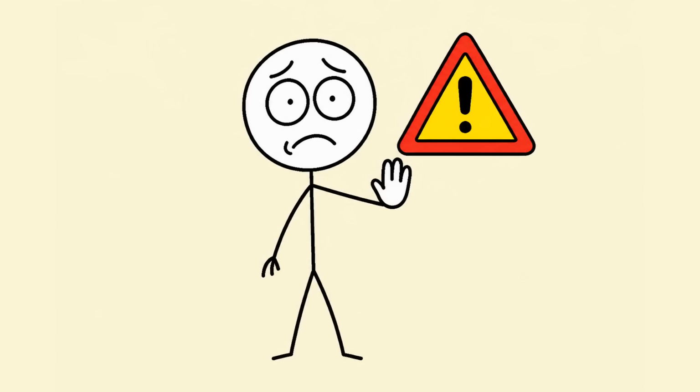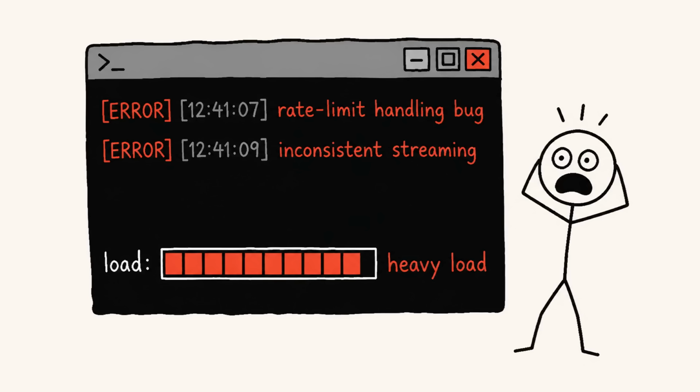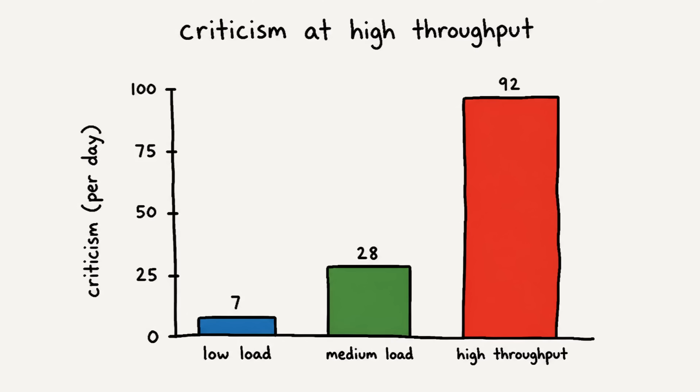Now, be careful with the proxy. Running it as a centralized gateway introduces a single point of failure, and teams have hit rate limit handling bugs and inconsistent streaming across providers under heavy load. BerriAI added Redis-backed rate limiting and active health checks in response, but the criticism persists at high throughput.